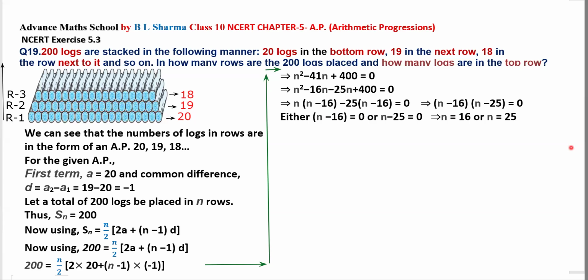But student, for the quadratic equation, we have to verify the answers. हमें quadratic equation में answers को verify कर लेना चाहिए.